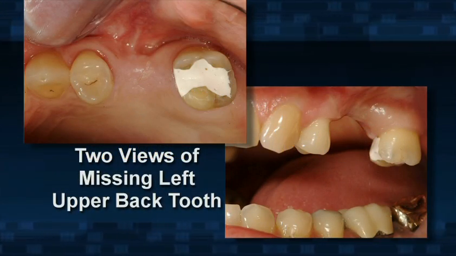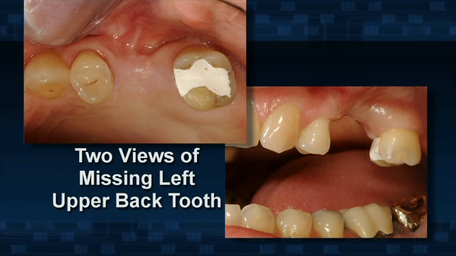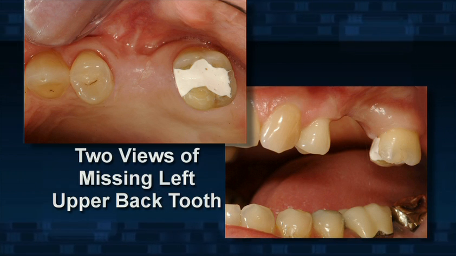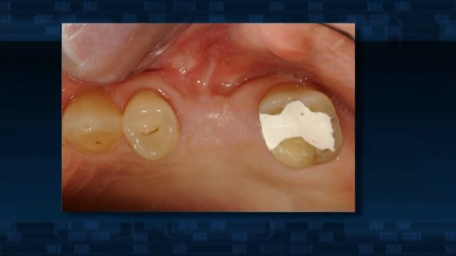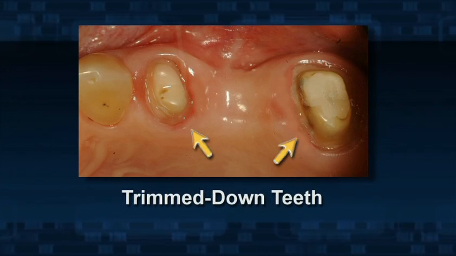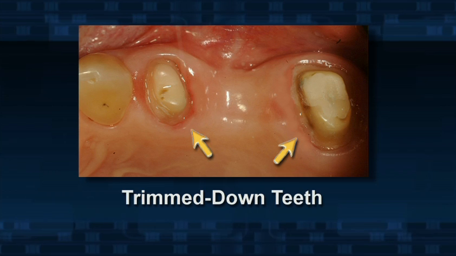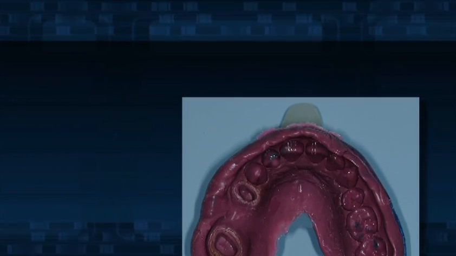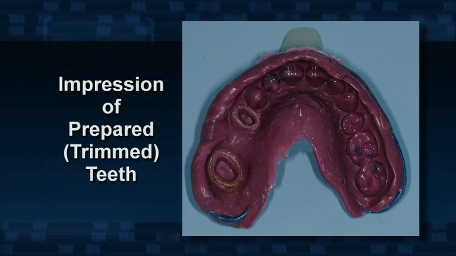You're observing two views of a patient with one missing tooth on the upper left side of her mouth. The white material is a temporary cement the dentist has placed. A bridge is planned to span from each of the strong teeth adjacent to the missing tooth area to replace the tooth that has been extracted. The patient's teeth on each side of the space have been prepared by the dentist, and an impression of the prepared teeth was made in a rubber-like material. The impression is then sent to a dental laboratory for fabrication of the bridge.